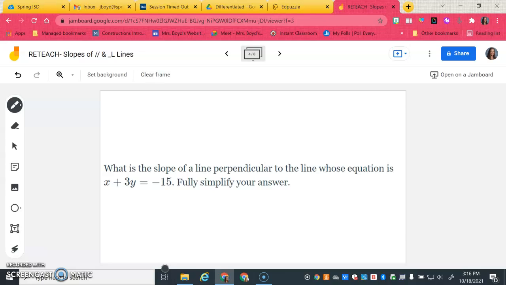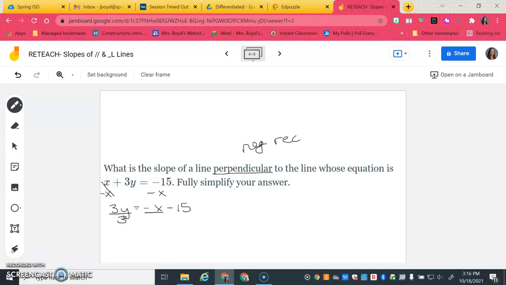What is the slope of a line perpendicular, so there's my keyword, perpendicular, that's going to be the negative reciprocal, of a line whose equation is x plus 3y equals negative 15? Fully simplify your answer. So again, I don't have my slope in this form, so I need to change it to y equals. To do that, I need to move my x term. That's going to cancel. I get 3y equals negative x minus 15.